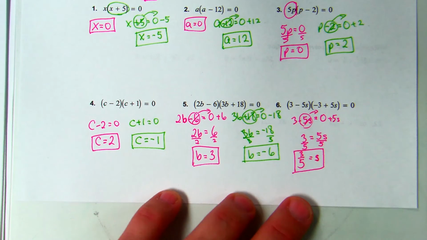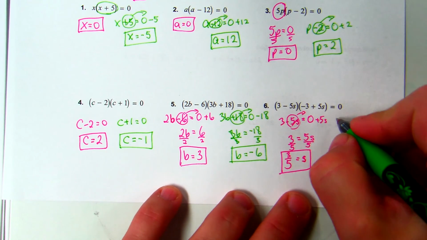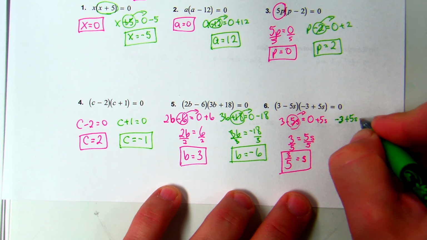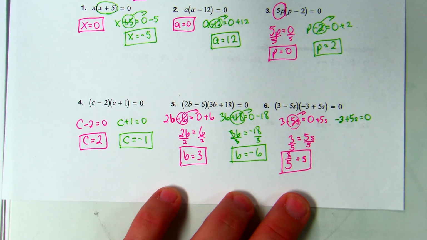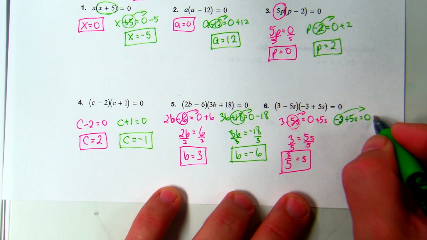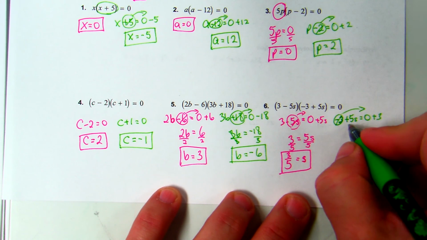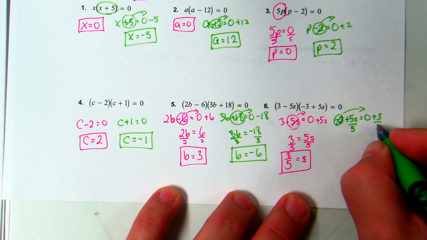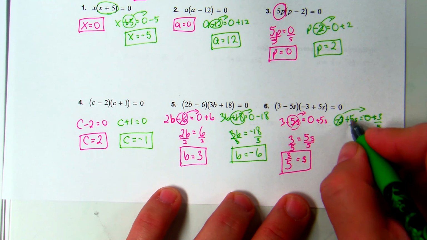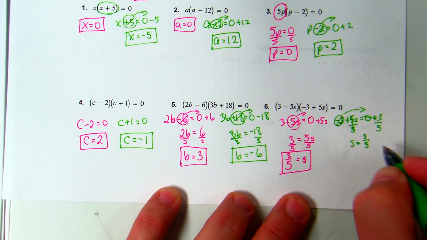S would equal 3/5. If I did the other factor and set it equal to 0, it would mean I'd have negative 3 plus 5s equal to 0. And I can take the 3 across. That means I would have a positive 3 and a positive 5s here. I would then divide by 5 and divide by 5. The 0 pretty much goes away there. And then we're going to have s equal to a positive 3/5.